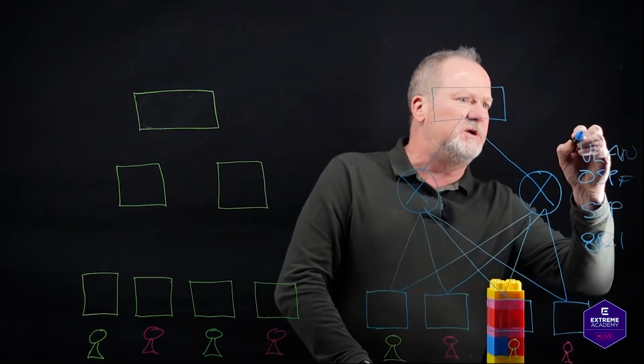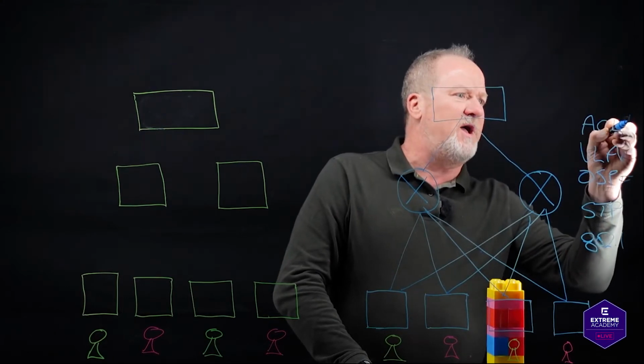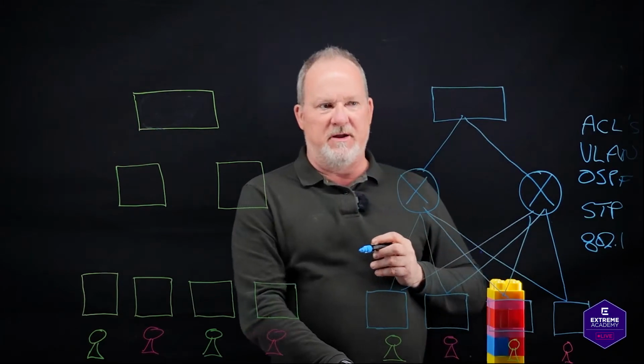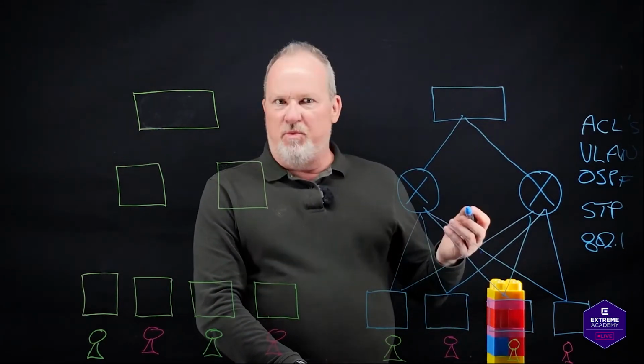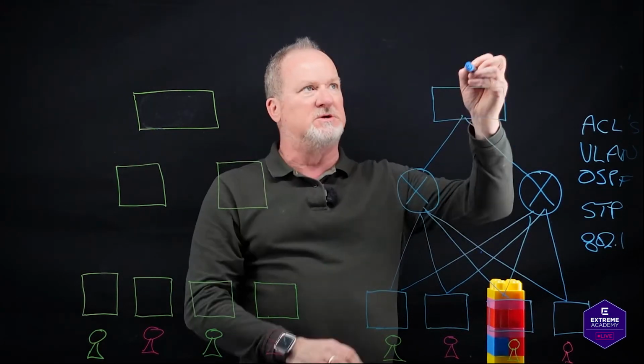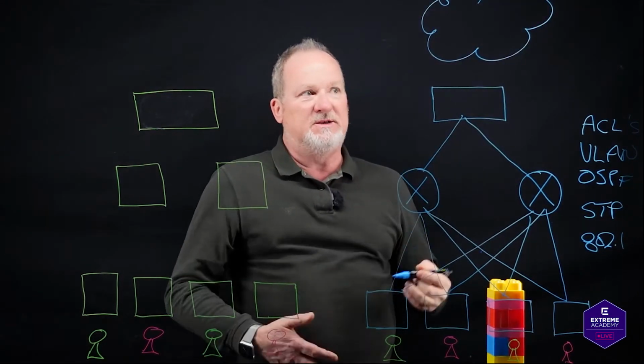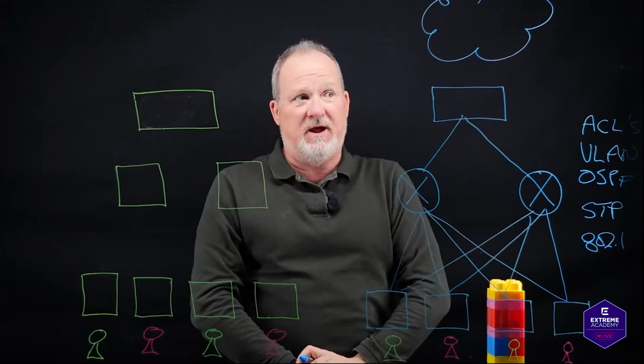Let's build those ACLs in there. So we have access control lists. Yeah, quite a stack growing, wouldn't you agree? And then what? Well, there's the outside world. Let's put a big fluffy cloud out there to denote the outside world. We need to get out there. How are we going to get out there?